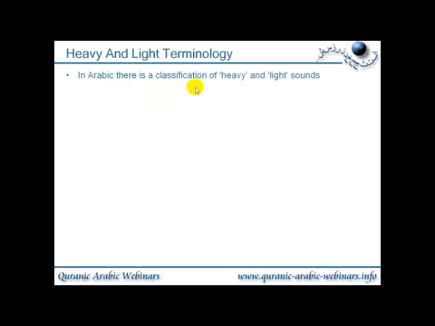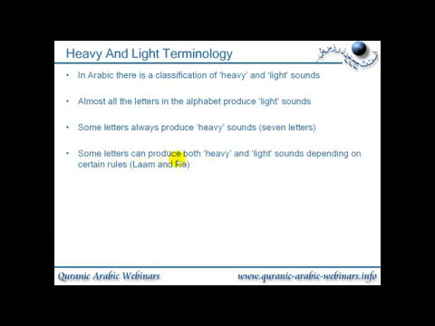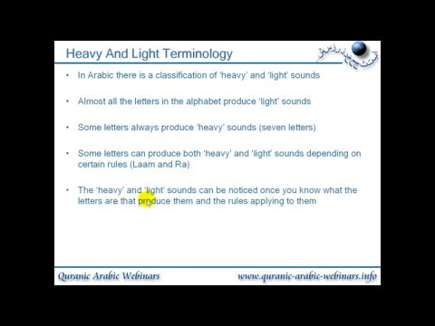Heavy and light terminology. In Arabic, there is a classification of heavy and light sounds. Almost all the letters in the alphabet produce light sounds. Some letters always produce heavy sounds, and those are 7 letters. Some letters can produce both heavy and light sounds depending on certain rules, and this is the letter lam and ra. The heavy and light sounds can be noticed once you know what the letters are that produce them and the rules applying to them.